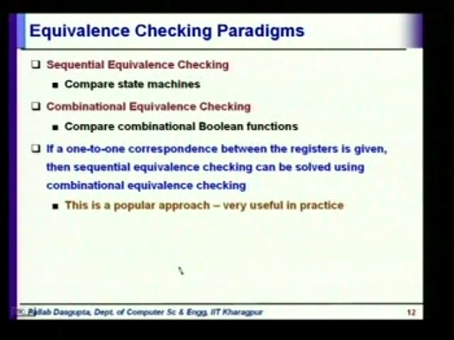The first one is sequential equivalence checking, where we compare state machines. The second one is combinational equivalence checking, where we compare combinational Boolean functions. And if a one-to-one correspondence between the registers is given, then sequential equivalence checking can be solved using combinational equivalence checking. This is a very popular approach, and there are a lot of tools available which do this.